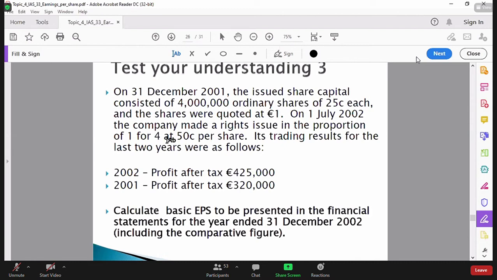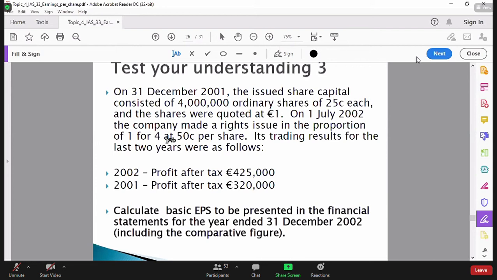So first step, what you need to do? You are to calculate TERP. So the TERP: the existing shares, it is 4 shares at the market value. The market value is 1. So equivalent to 4. Am I right, class? Yes, madam. Okay, 1 share for the rights issue.